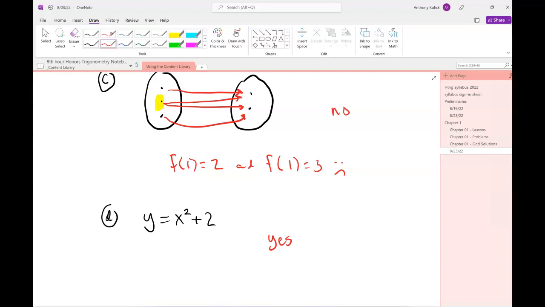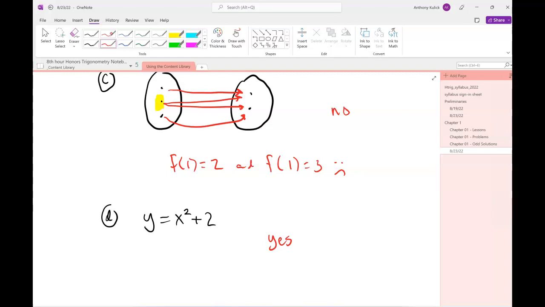So if you look at this, does this remind you of a kind of function you studied in Algebra 2? What does it look like? Okay, so the graph of this would look like a parabola. It's a quadratic equation, right?